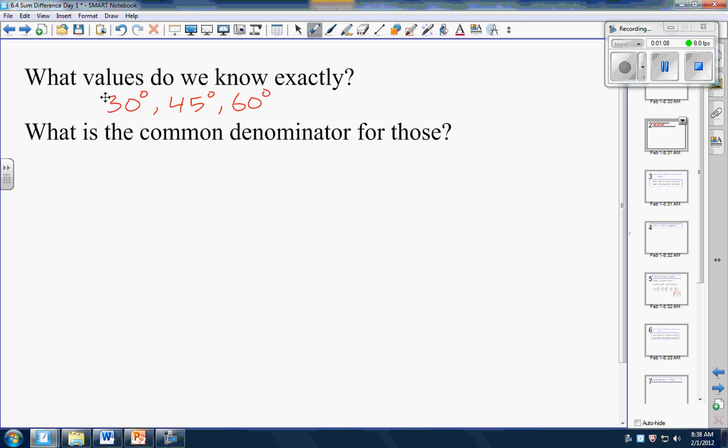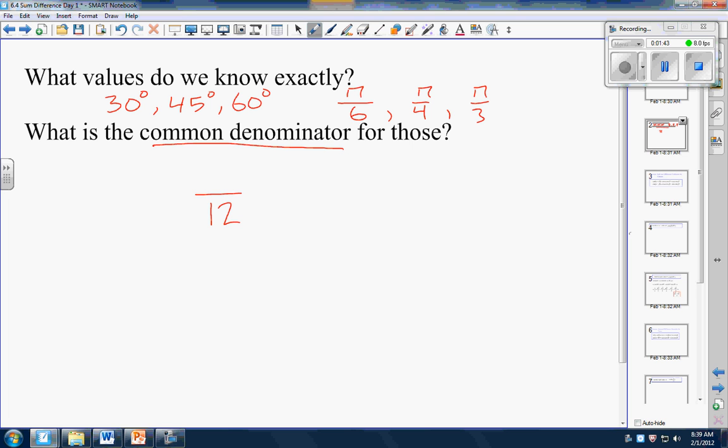Now, we're probably still better with degrees than we are in radians. So let's look at these in radians. 30 is pi over 6. 45 is pi over 4, and 60 is pi over 3. A common denominator for all of these is going to be 12. Keep that in mind if you'd like to use fractions with this stuff, or you can convert to degrees if that's easier for you.